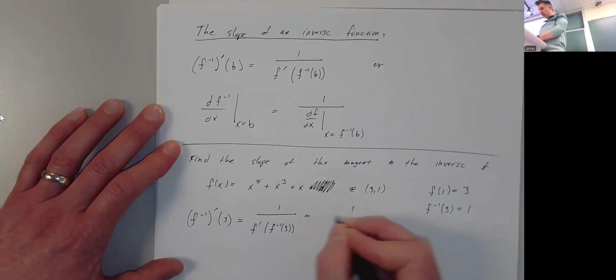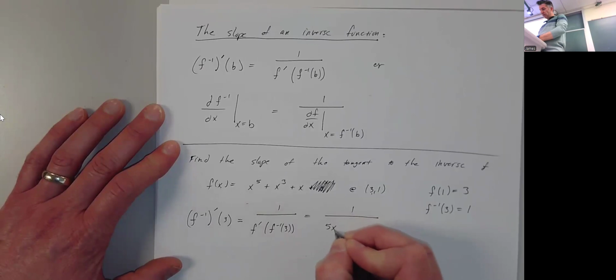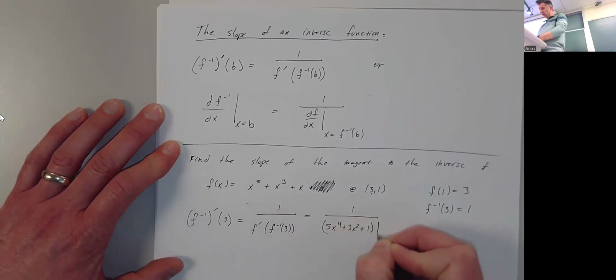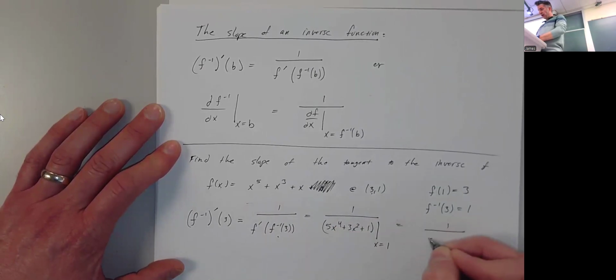Which is going to be 1 over the derivative of f, which is 5x to the 4th plus 3x squared plus 1, evaluated at f inverse of 3, which is x equal to 1. That's going to be 1 over 5 plus 3 plus 1, which is 1 over 9.